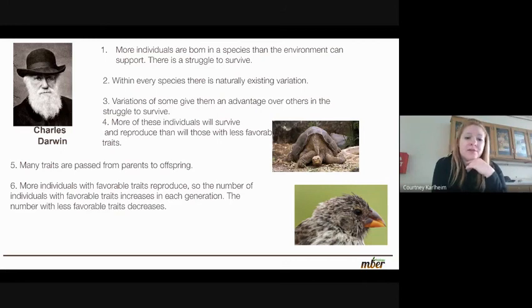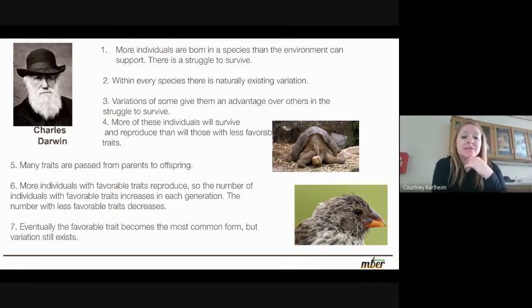And then he concluded with, eventually the more favorable trait becomes the most common form, but variation still exists. So like we said, they might not go extinct, then there's still a variety.